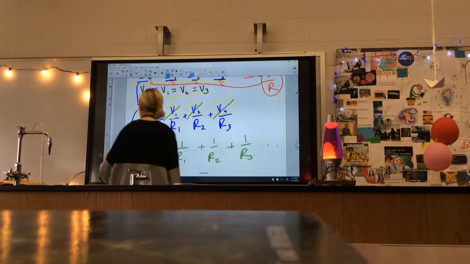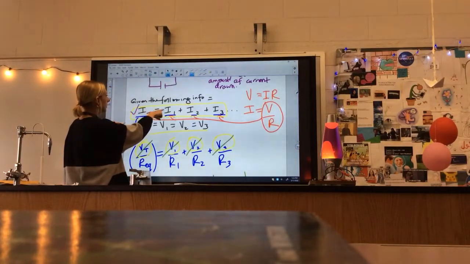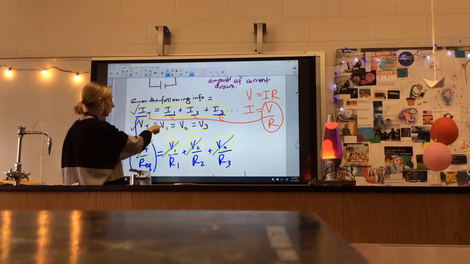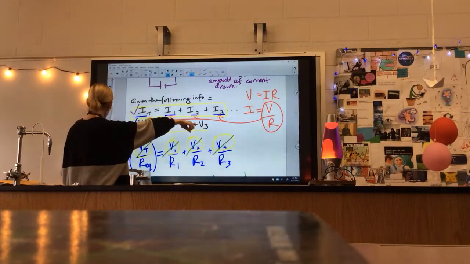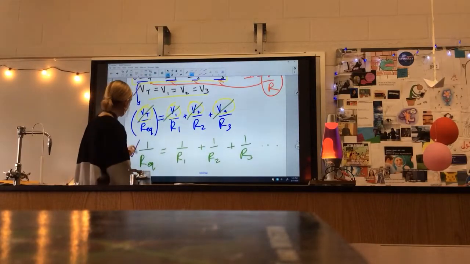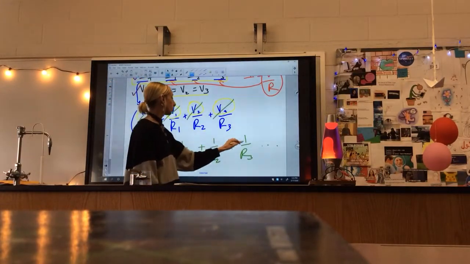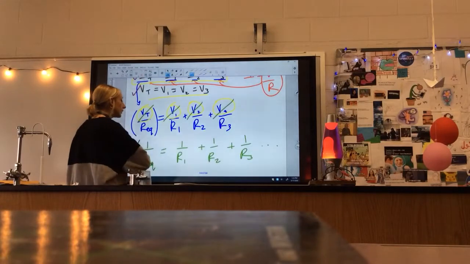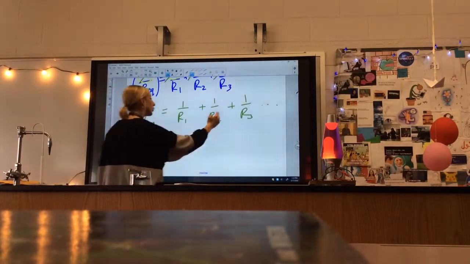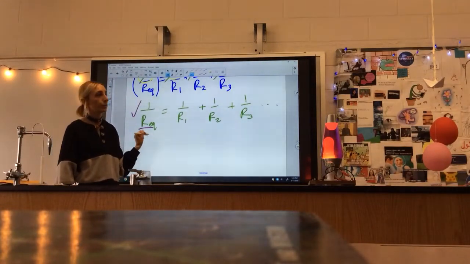So you are responsible for knowing this equation, I total equals I1 plus I2 plus I3. This equation, V total equals V1 equals V2 equals V3, voltage same everywhere. And this formula, 1 over REQ equals 1 over R1 plus 1 over R2 plus 1 over R3. And this formula is going to show you that by adding additional resistors, you will decrease the equivalent resistance.